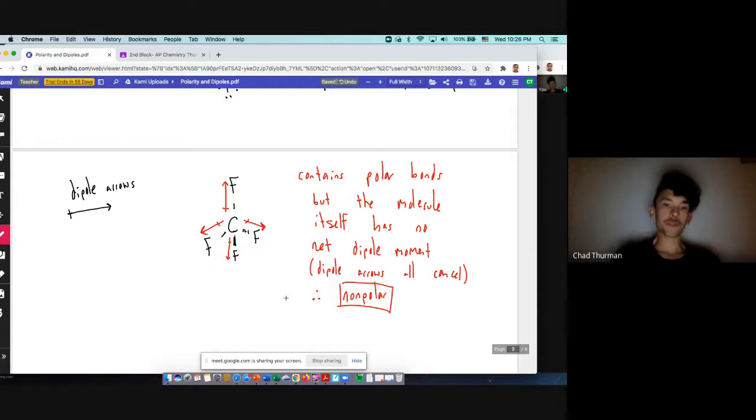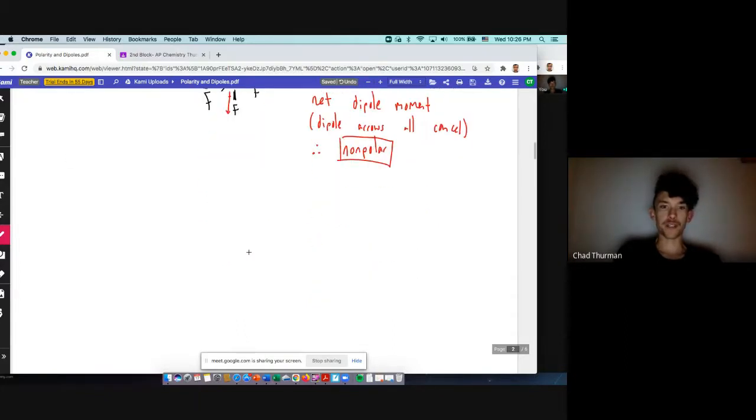You're going to be responsible for doing this, for analyzing molecules like this and telling me whether or not they are polar or nonpolar. And this is really the only skill that I need you to get today, Thursday. Tomorrow for me, today for y'all, I guess.